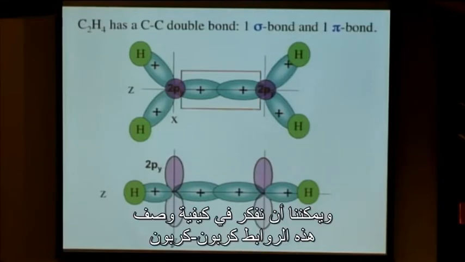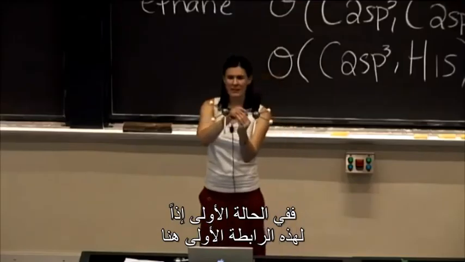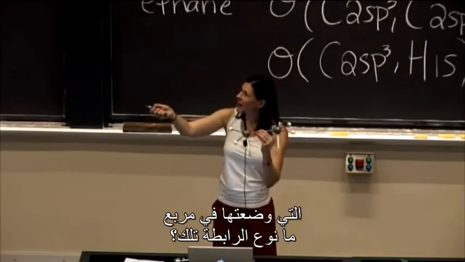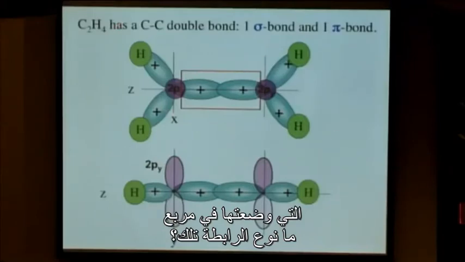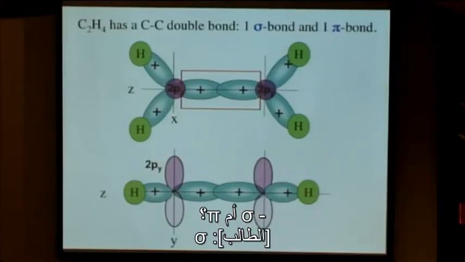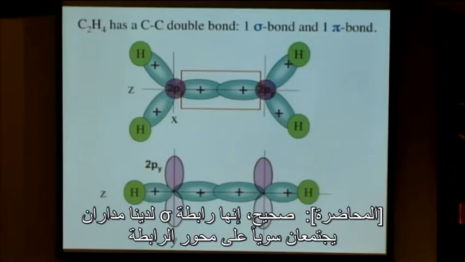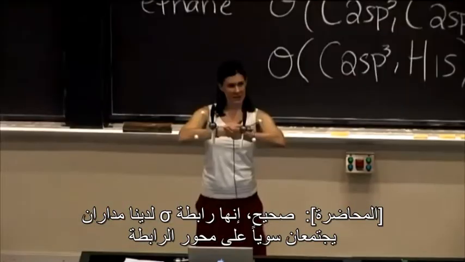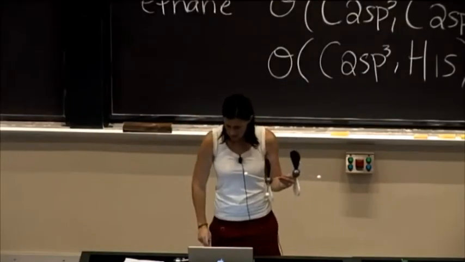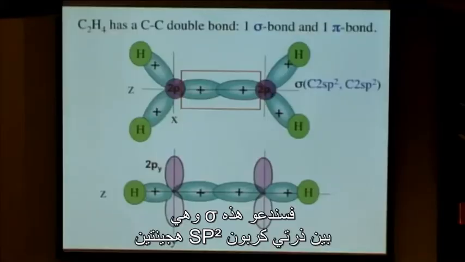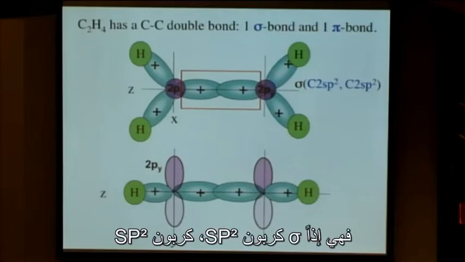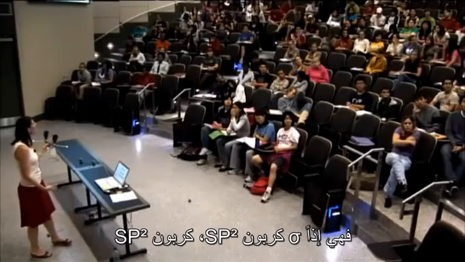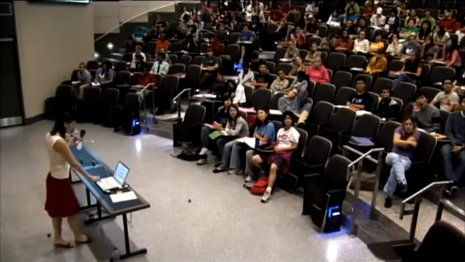And we can think about how to describe these carbon-carbon bonds. So in the first case of this first bond here that I've put in a square, what type of bond is this? Is this sigma or pi? Yep, it's a sigma bond. We're having two orbitals coming together on the bond axis. So we'll call this sigma, and it's between two sp2 hybrid carbon atoms. So it's sigma carbon sp2, carbon sp2.